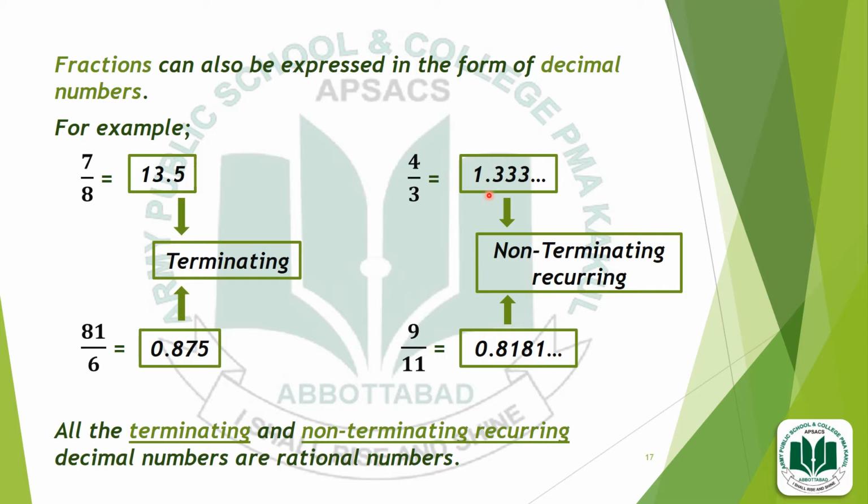In the number 1.33 and so on, 3 is recurring, a repeating digit, and in 0.8181 and so on, 8 and 1 are recurring digits. All the fractions which have terminating or non-terminating but recurring decimal representation are known as rational numbers.